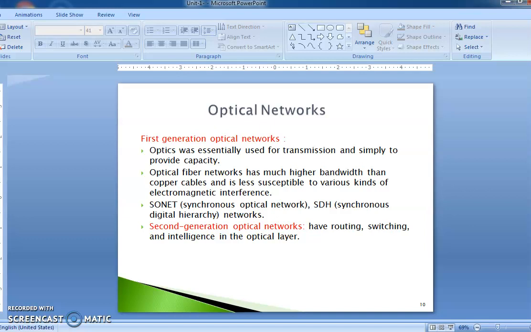Some examples of optical networks are SONET, also called Synchronous Optical Network, and SDH, also known as Synchronous Digital Hierarchy networks. Second generation optical networks have some extra functions like routing, switching, and intelligence in the optical layer. These second generation optical networks are better in terms of functions when compared to the first generation optical networks.